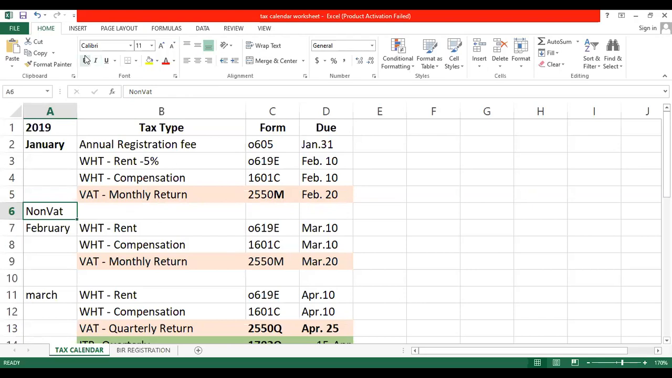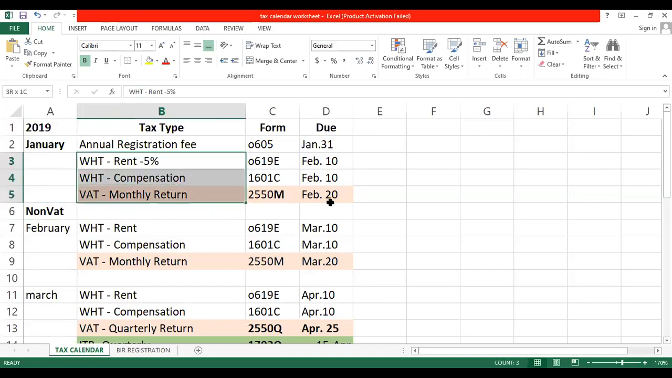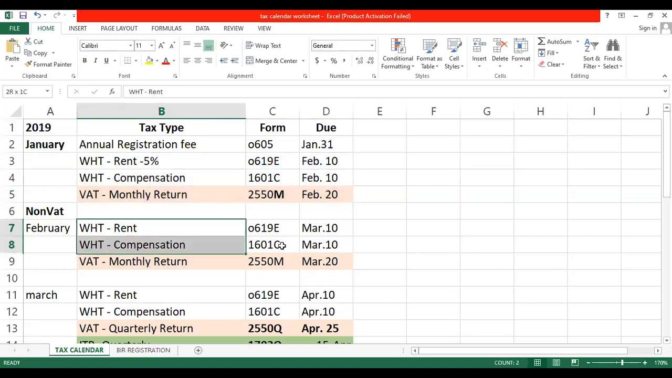Now, if it is non-VAT, take note that a non-VAT taxpayer is required to file its percentage tax returns every quarter. So this is one of the changes under the TRAIN law, because before, even non-VAT taxpayers paid their taxes every month. Okay? But that has changed. Now, we have recurring tax transactions every month here, on the withholding tax on rent, compensation, and of course the VAT return. We do that every month for the month of February and so on and so forth.